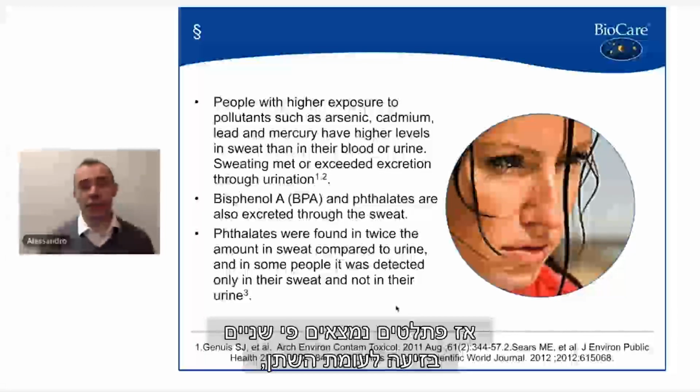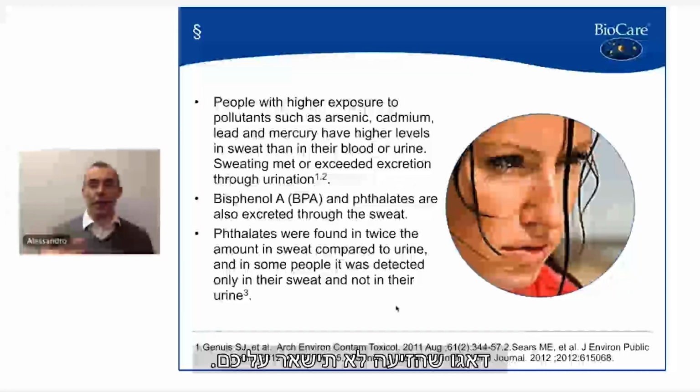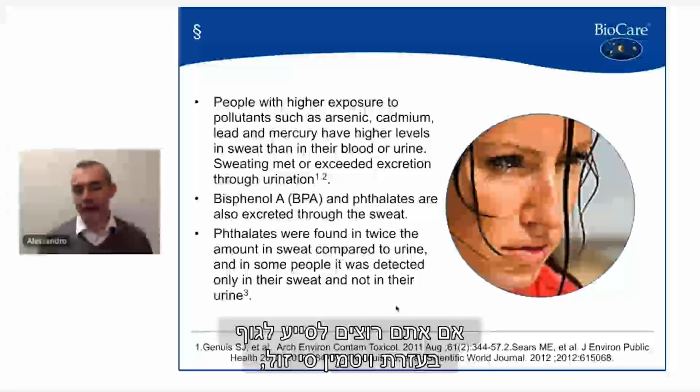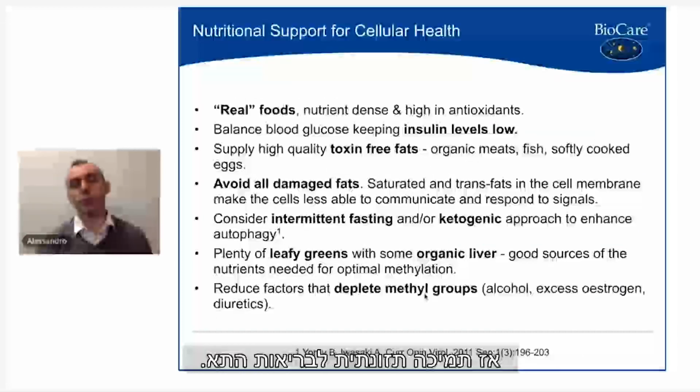So phthalates: you find twice the amount in sweat compared to urine. So one of the important things, if you sweat either through heat, far infrared sauna, or exercise, is to make sure that the sweat doesn't stay on the person. As soon as there is profuse sweating, if you want to aid it, perhaps with some really cheap and inexpensive vitamin C, just make sure that that is addressed correctly. So, nutritional support for cellular health.